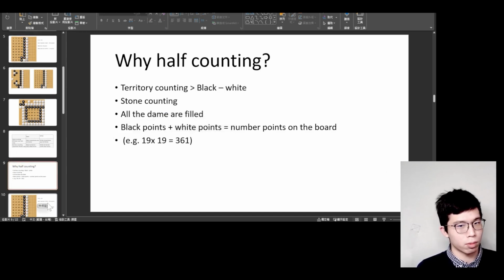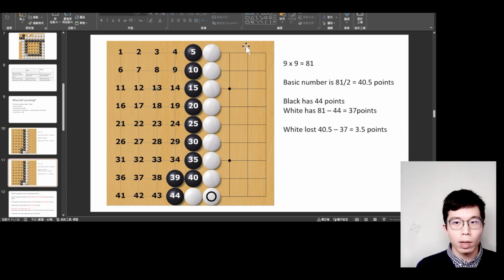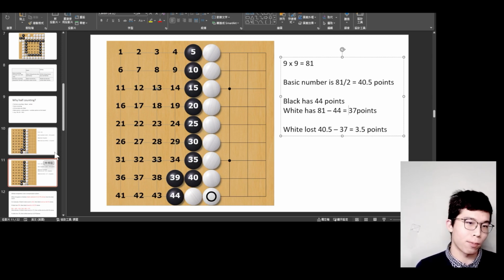Let's see the example. We have just said that now black has 44 points and black wins by 3.5 points. If we count white, white will have 81 minus 44, which is 37 points. So white lost 40.5 minus 37 equals 3.5 points. White lost 3.5 points. So it's the same as what we have counted for the black.